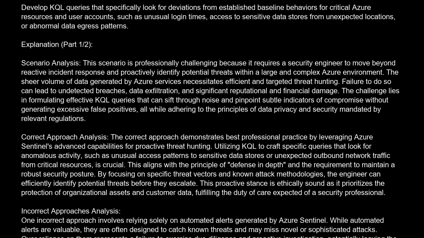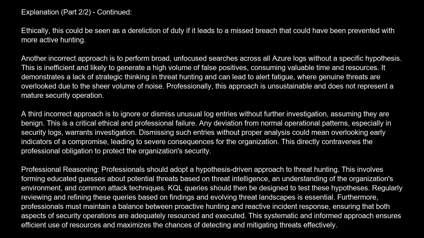Incorrect approaches analysis. One incorrect approach involves relying solely on automated alerts generated by Azure Sentinel. While automated alerts are valuable, they are often designed to catch known threats and may miss novel or sophisticated attacks. Over-reliance on them represents a failure to exercise due diligence and proactive investigation, potentially leaving the organization vulnerable to zero-day exploits or advanced persistent threats. Ethically, this could be seen as a dereliction of duty if it leads to a missed breach that could have been prevented with more active hunting.